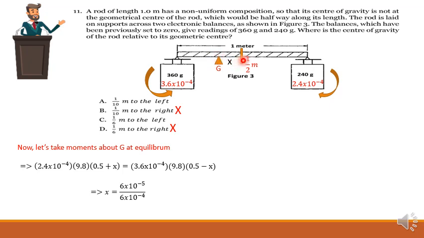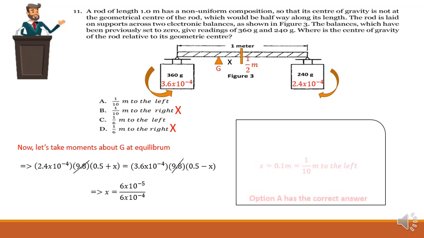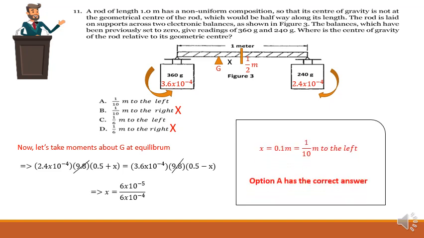So the distance of this force from this pivot is going to be 0.5 meter plus x. That's why I have 0.5 plus x. Meanwhile here the distance from the pivot will be 0.5 minus x, and then I'll have x equal to 6 times 10 to the negative 5 divided by 6 times 10 to the negative 4, and then 9.8. Okay, so I have x to be 1 over 10 or 0.1 meter. So option A.